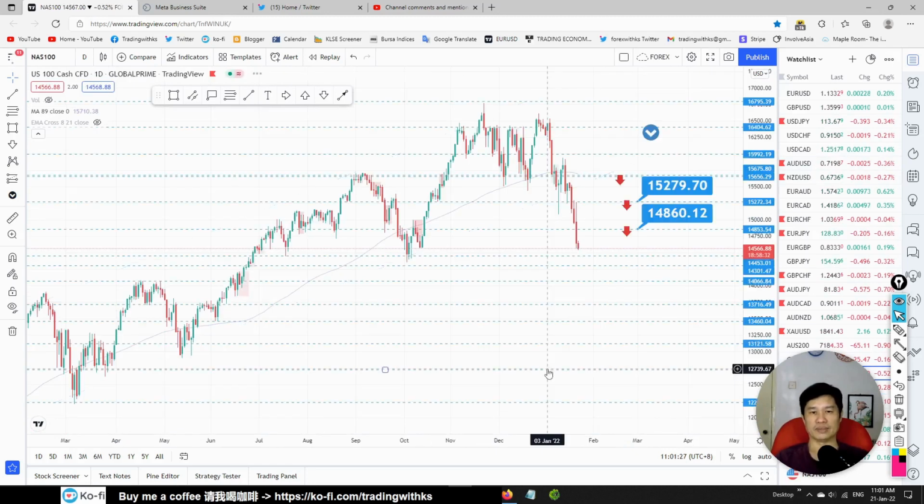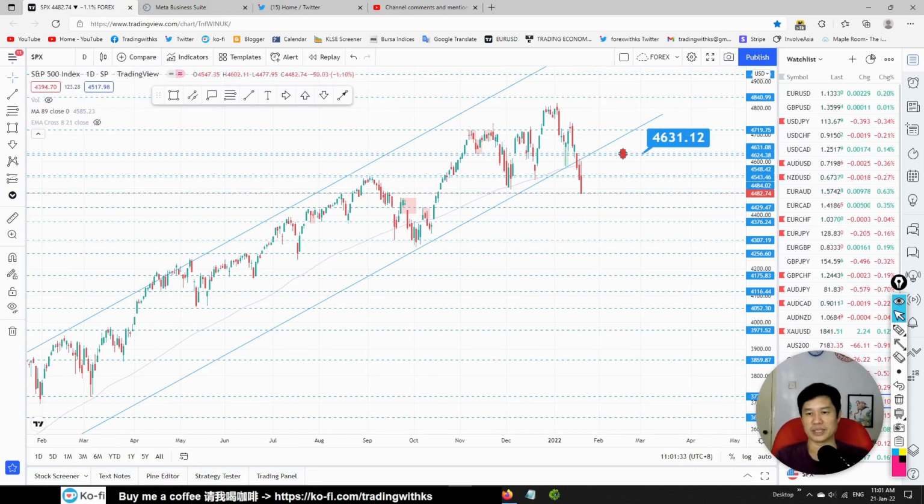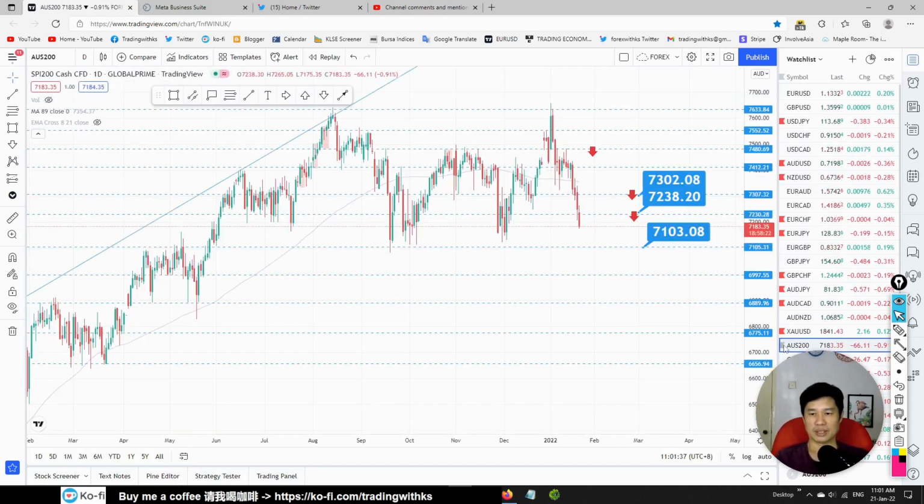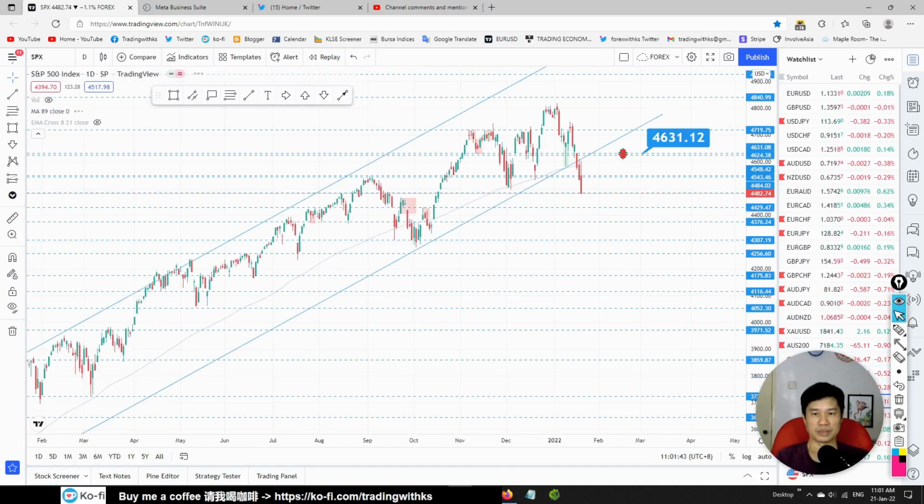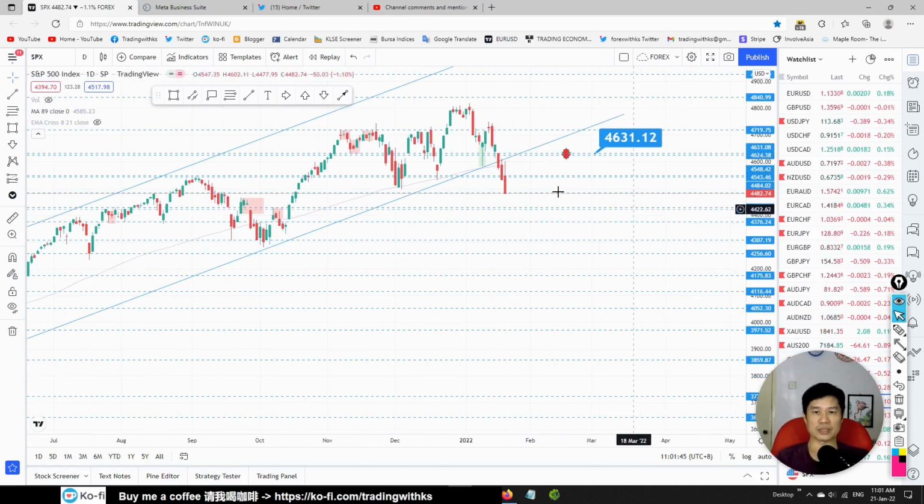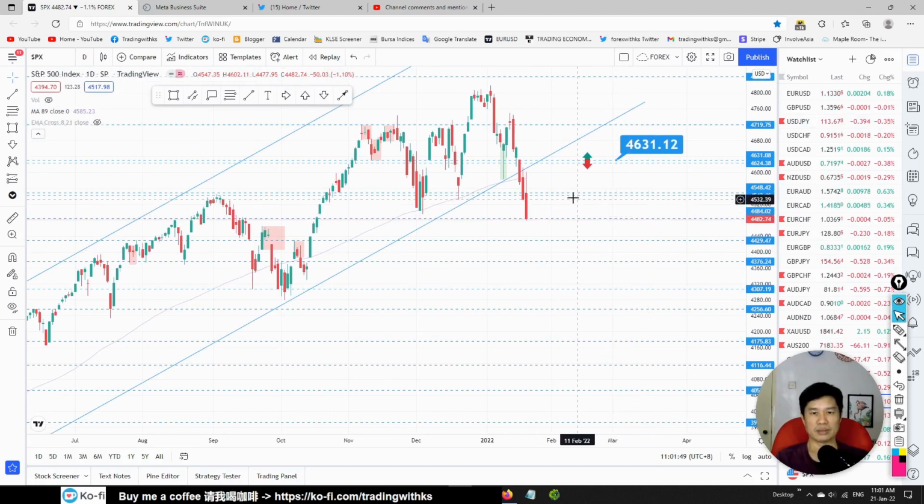On NASDAQ, you see the uptrend structure has been broken. This one is not broken, so we are not selling this. If you want to sell, sell NASDAQ, it's a better chance for you. Also, the SPI 200, DAX no, NASDAQ no, this one no, SPX. SPX has a broken uptrend structure. So we are looking to sell this one.